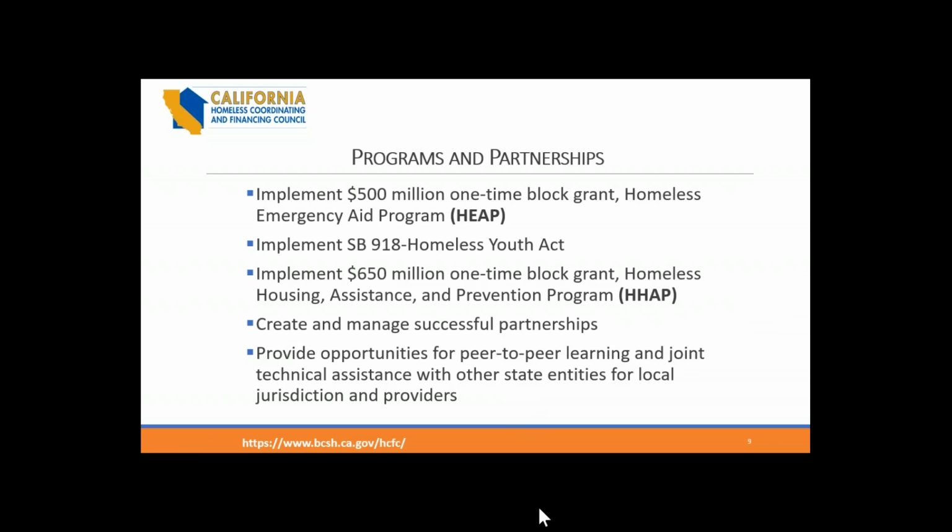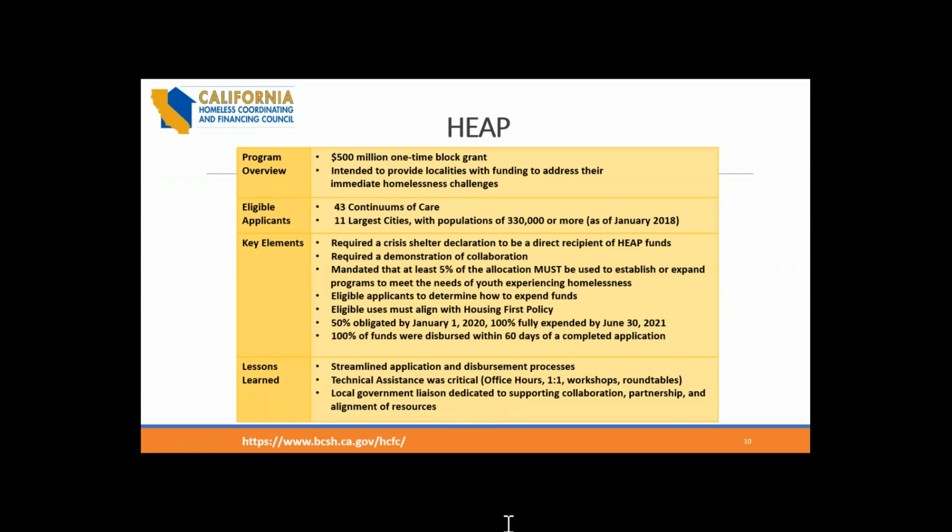One of the things we do, which I don't have on the slide, just to highlight our connection for the homeless youth population, is that once a month we do a focus call on homeless youth issues, how to start conversations and different things like that.